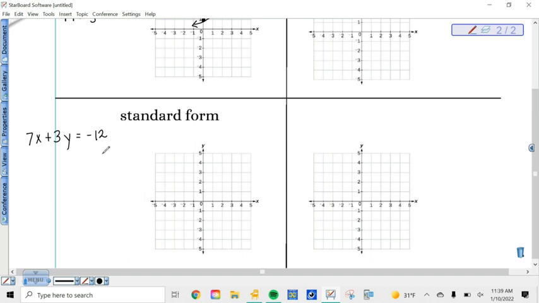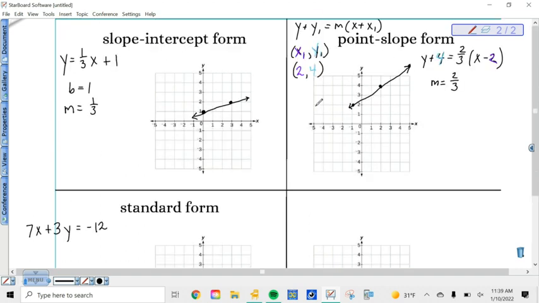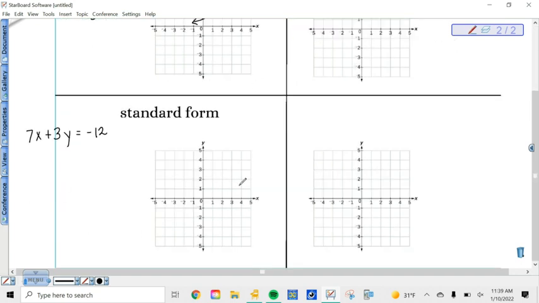So we just went over, we did this already last semester, how to graph slope-intercept, how to graph point slope. We're going to talk about how to graph standard form, okay? So when we're graphing standard form, we need to graph both the x and the y intercepts. So to figure out our x-intercept, let's write that down, x-intercept.